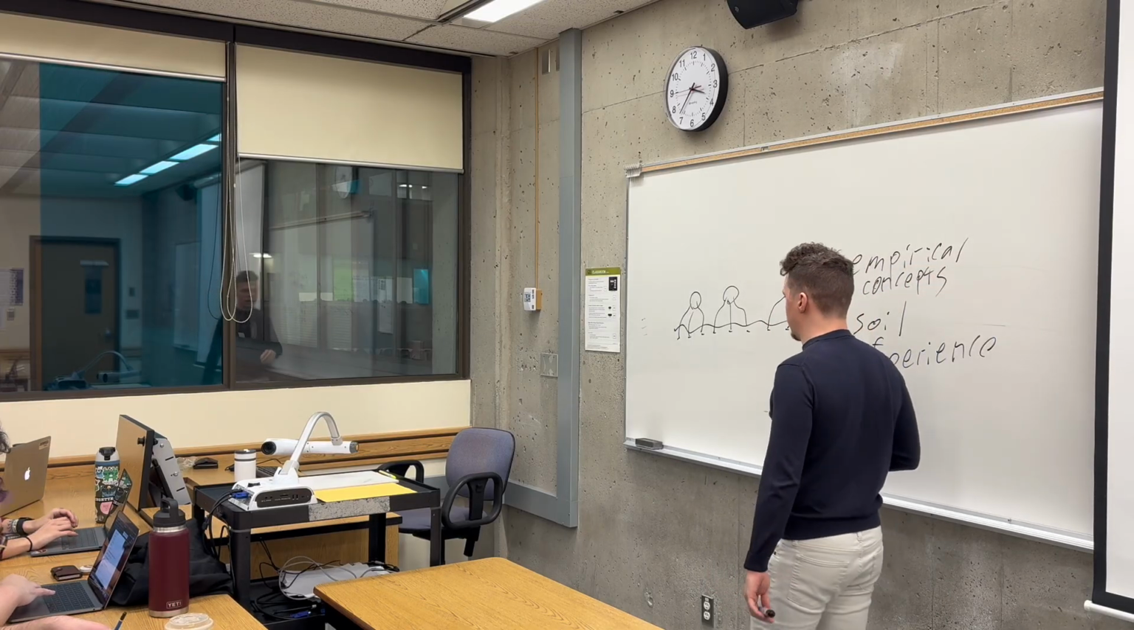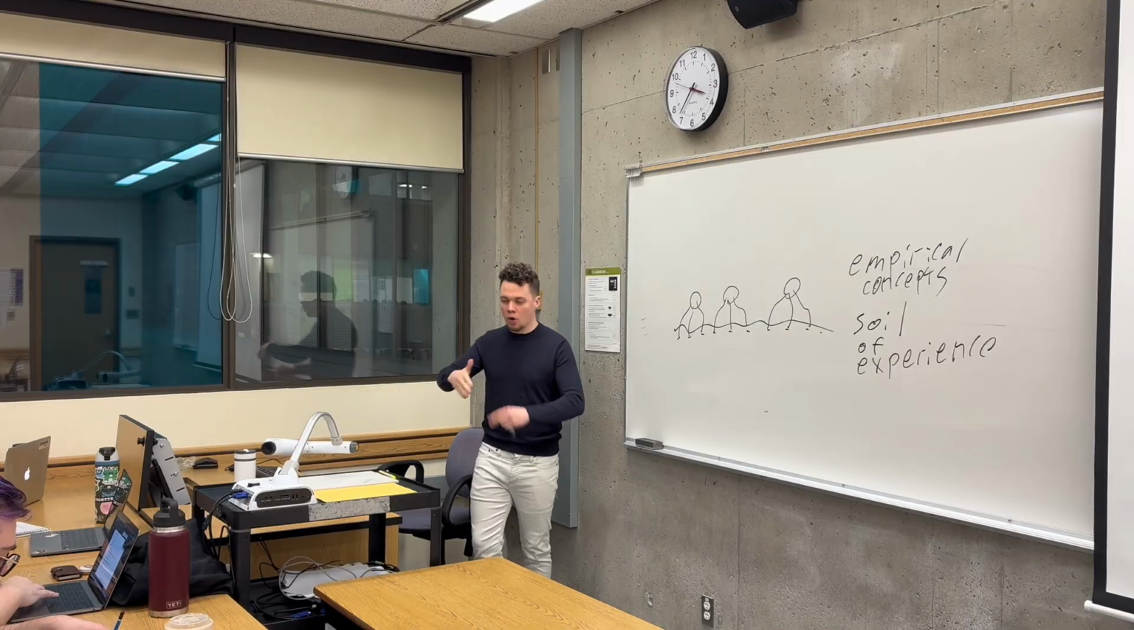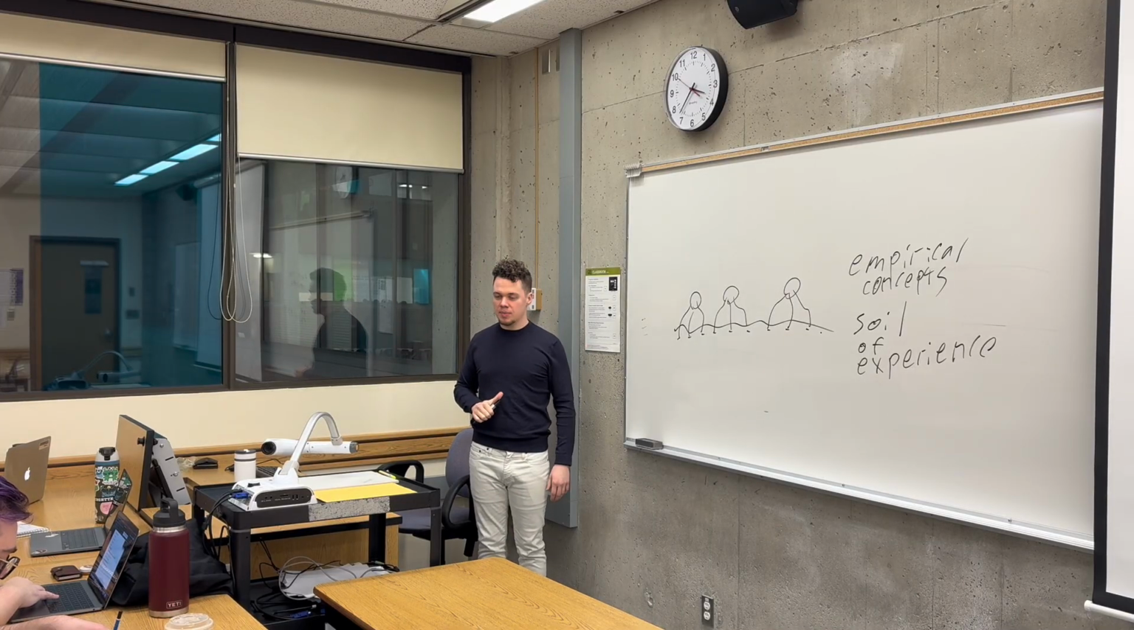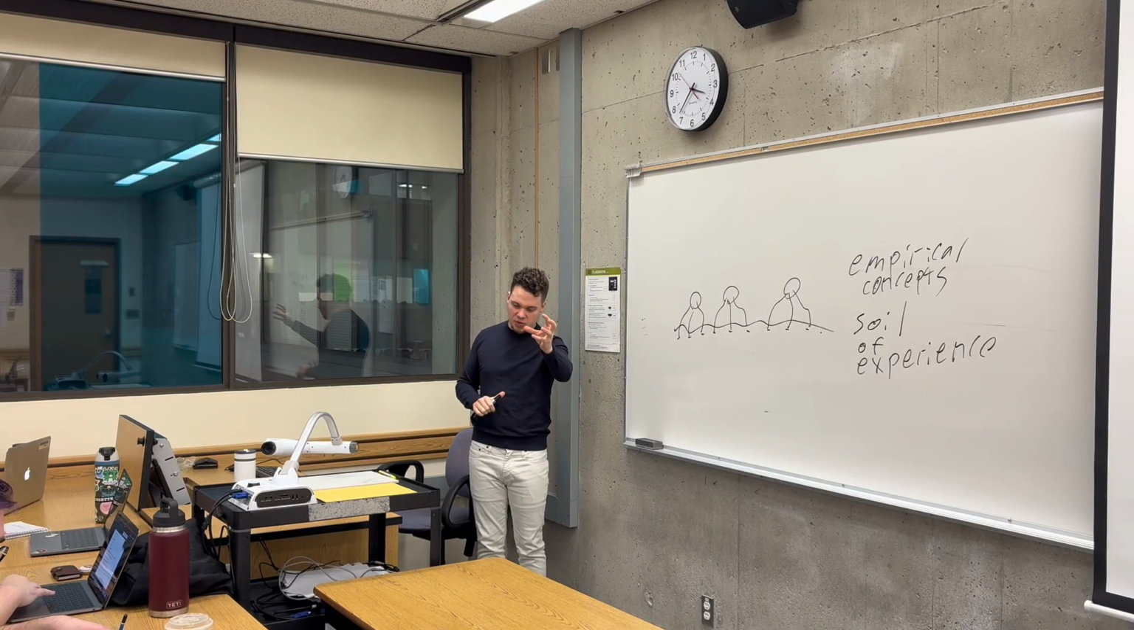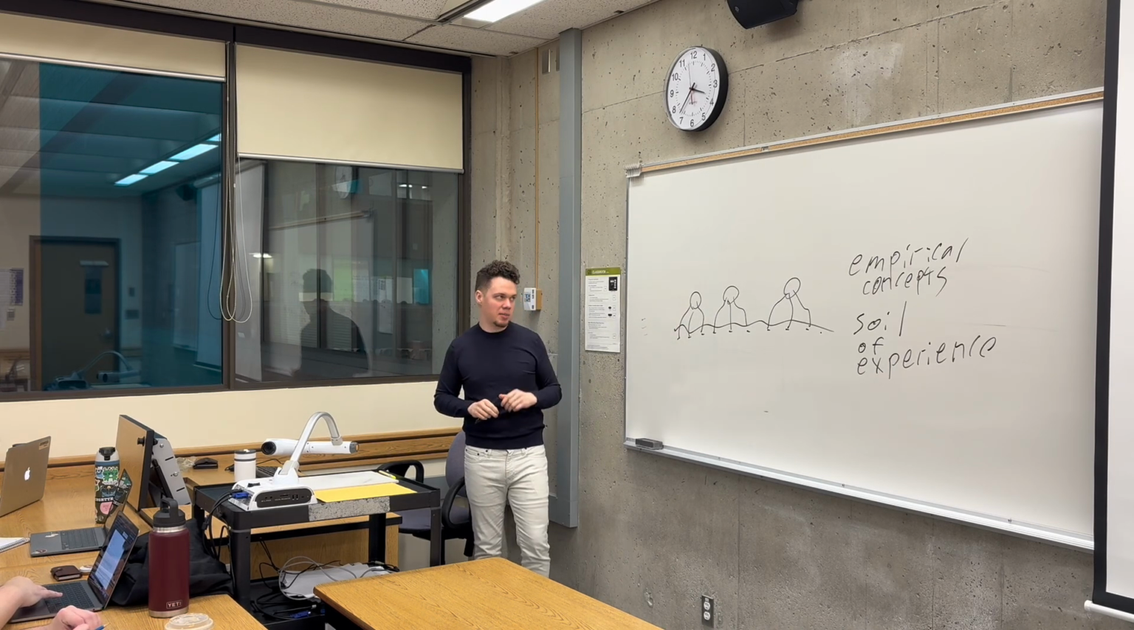Right, so something like, I don't know, apples, whatever. You see a bunch of stuff over the course of your life. You group the red and green spherical things that come from certain sorts of trees. We call those apples, right? That's an example of an empirical concept.